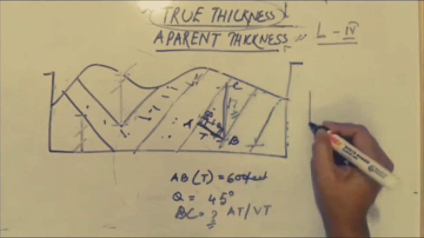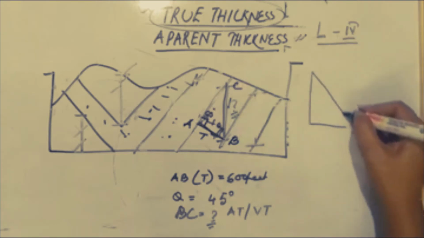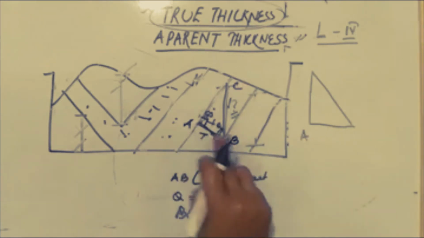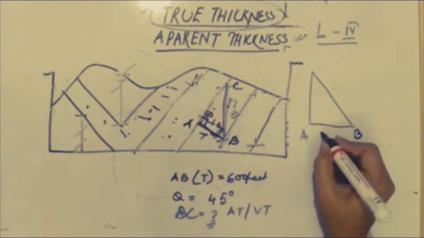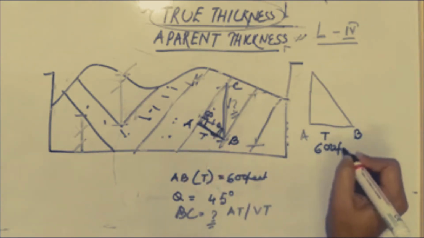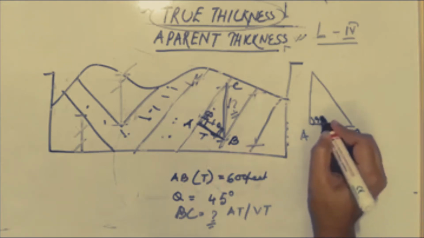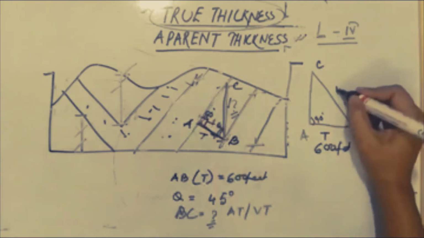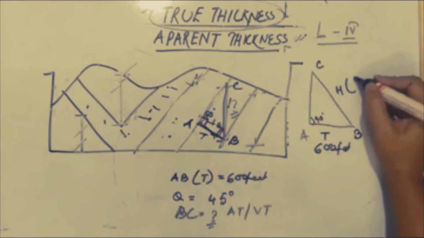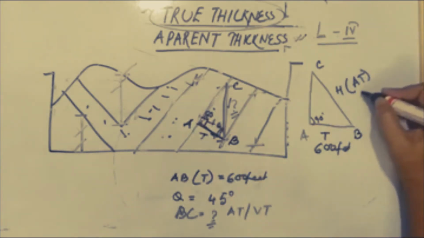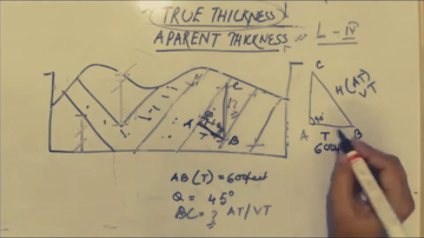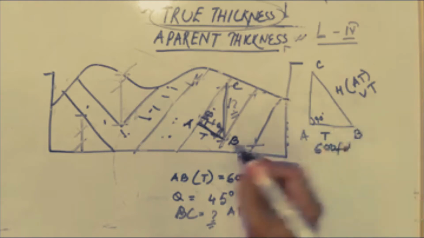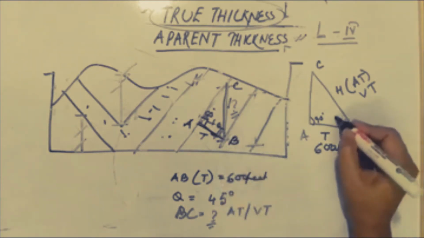Suppose I am using the Pythagorean formula. Suppose this is A. This is AB, which I am taking as T. T is 600 feet. Suppose this is 90 degrees. We are all familiar with that. And this is C. C is the hypotenuse, rather C is the apparent thickness, and T is the vertical thickness. Okay, and the angle theta is 45 degrees.